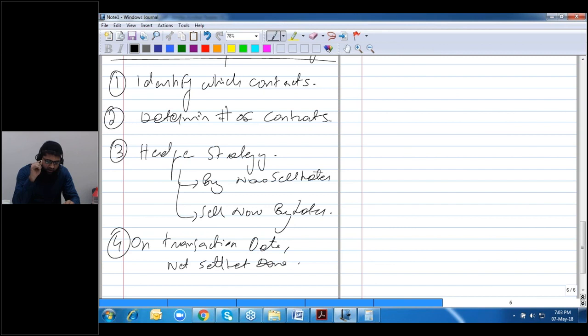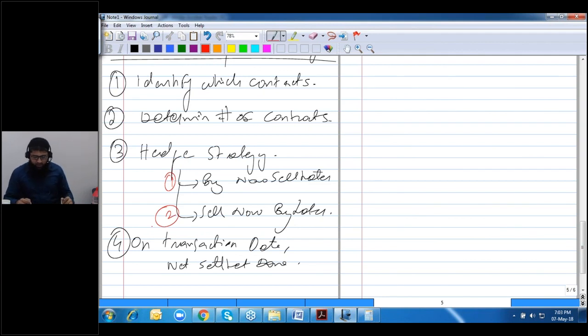Third is the hedge strategy, which could either be buy now, sell later, or sell now, buy later. And lastly, on the transaction date, you have to do the net settlement. Now, how exactly is this net settlement going to be done? Let's talk about it. Now, if we talk about which contracts?